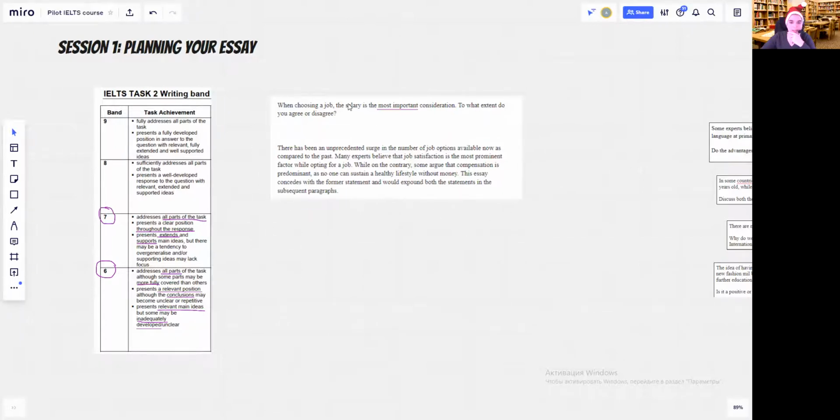I'd like you to look at it and tell me whether this introduction has a clear opinion. Let's look at it together. There has been an unprecedented surge in the number of job options available now as compared to the past. Many experts believe that job satisfaction is the most prominent factor while opting for a job. While on the contrary, some argue that compensation is predominant, as no one can sustain a healthy lifestyle without money. This essay concedes with the former statement and would expound both the statements in the subsequent paragraphs.